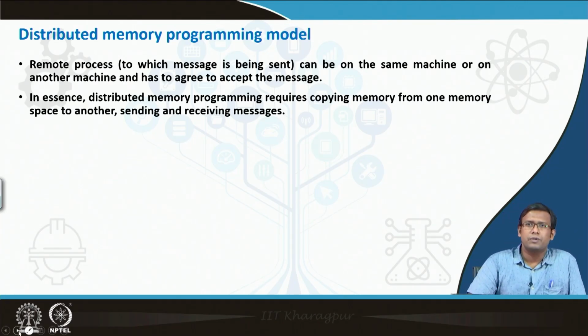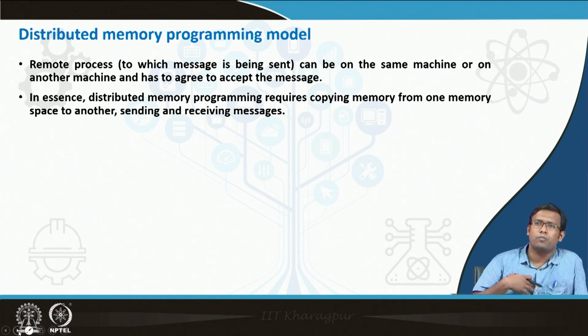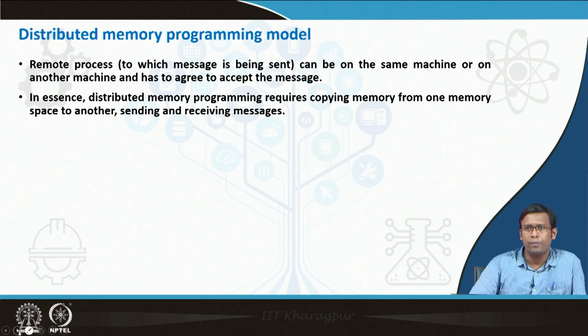So, in essence, one processor will send data and the other will receive it. It is basically copying data from one processor's memory to another processor's memory. It is not like money, where if I give it to you, I do not have that money. It is information. So there is a difference between money and information.